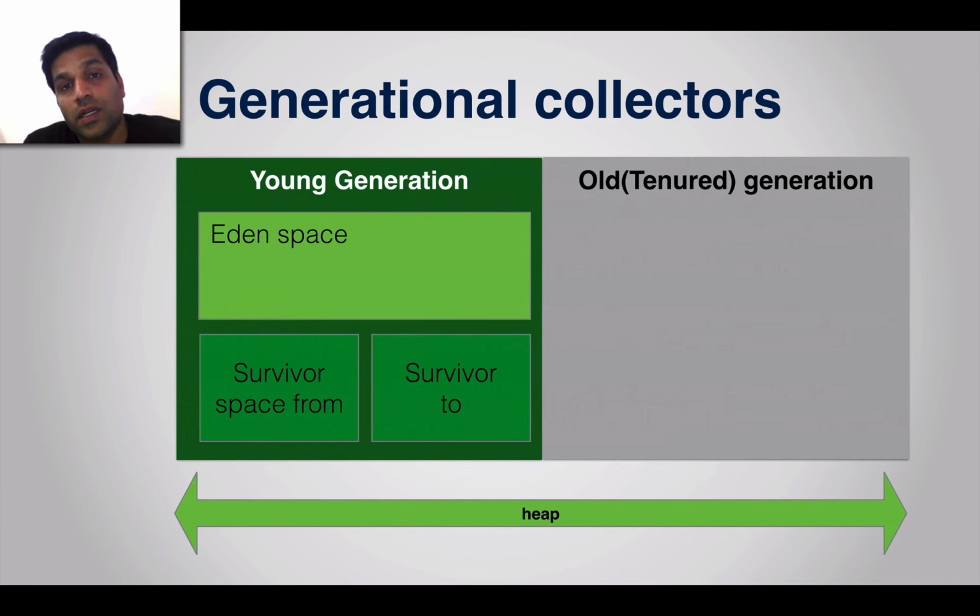It depends on the generation of your objects, meaning whether the object is young or old, or how many cycles of garbage collection the object has survived. As you can see in this diagram, the heap is divided into two spaces: one is the young generation space and the other is the old or tenured generation space.